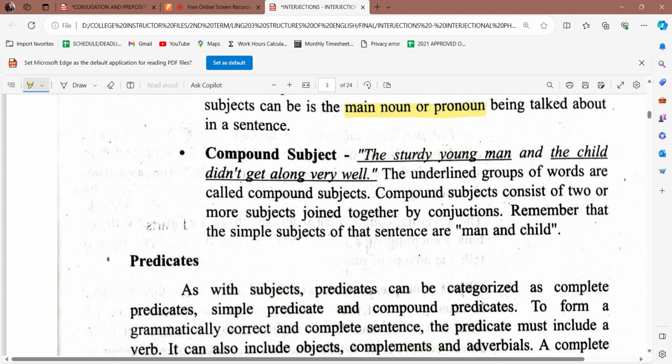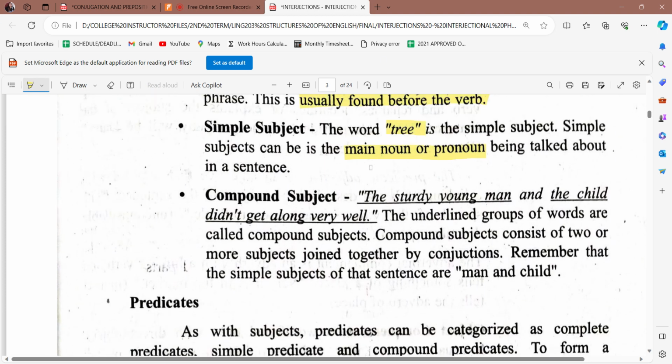Okay, the compound subject. So the compound subject here, the sturdy young man and the child didn't get along very well. The underlying group of words are called compound subjects. Compound subjects consist of two or more subjects joined together by conjunctions. Remember that the simple subjects of the sentences are the man and child.